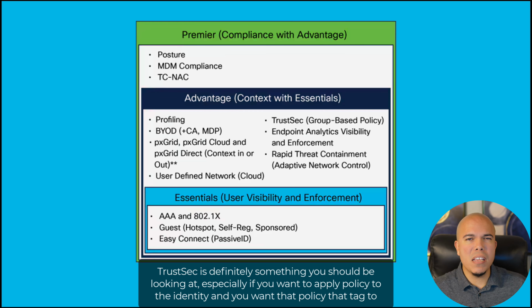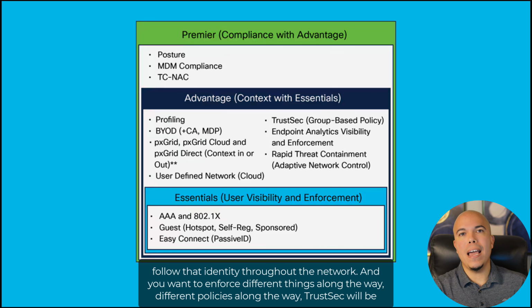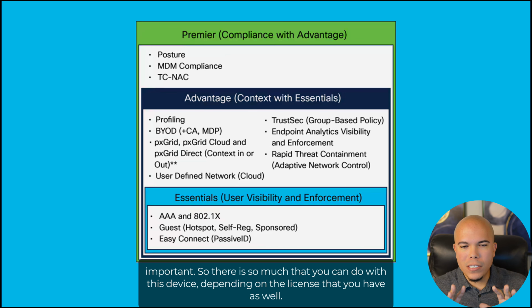TrustSec is definitely something you should be looking at, especially if you want to apply policy to the identity and you want that policy, that tag, to follow that identity throughout the network. And you want to enforce different things along the way, different policies along the way. TrustSec will be important. So there is so much that you can do with Cisco ISE depending on the license that you have as well.